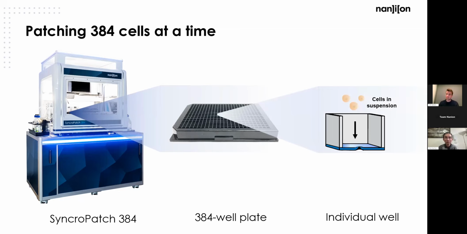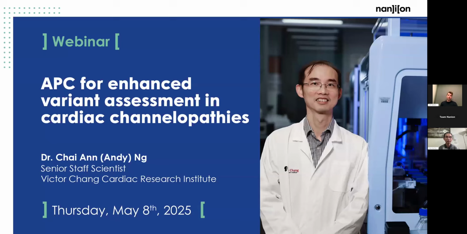And once cells are automatically deposited via robotic liquid handler in solution, the application of negative suction pressure from underneath will attract a cell onto that hole. A stable seal will be formed, and then the experiment can continue. This represents an extremely powerful evolution of the patch clamp technique, and will be the base of our talk today, where Dr. Chang Ng will be using automated patch clamp, or APC, for enhanced variant assessment in cardiac channelopathies.